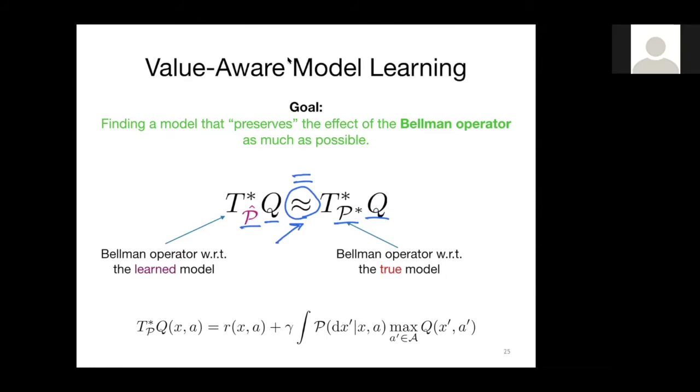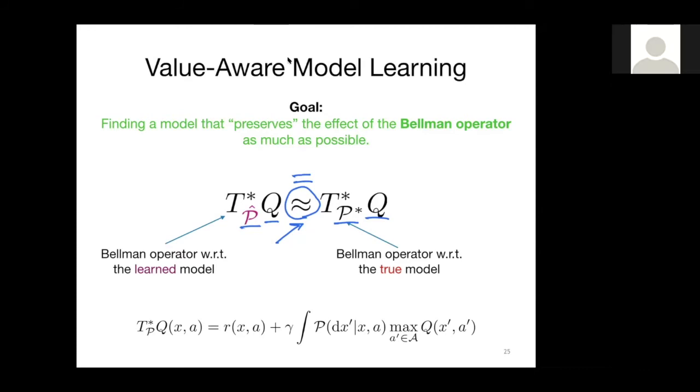So this basically determines what divergence we want to use between P hat and P star. I want to design a divergence that is good from the perspective of preserving the effect of the Bellman operator. Previously, the idea was to be a good predictive model of the environment. For example, if we use the maximum likelihood estimate, which is essentially based on the KL divergence loss function, that's good for prediction, but this is going to be good for just this specific task.